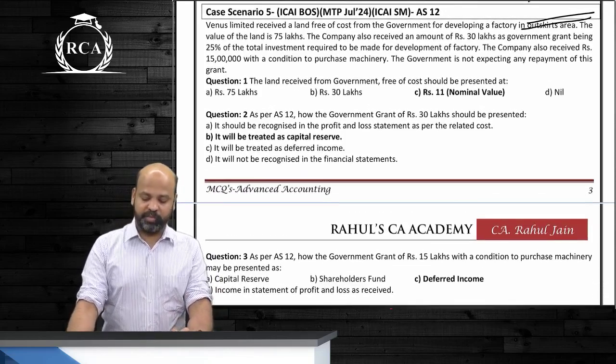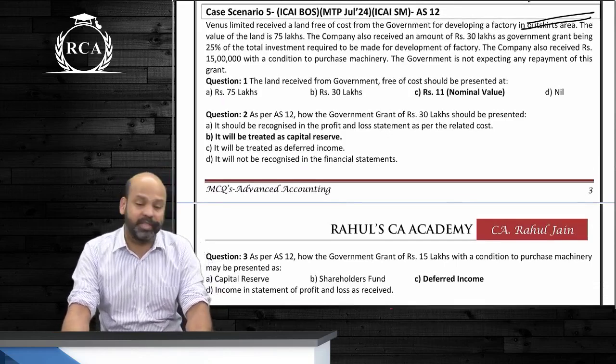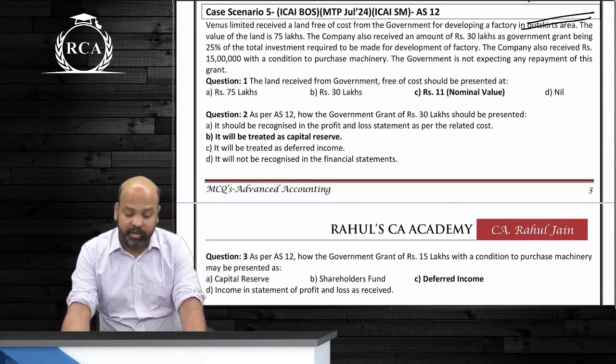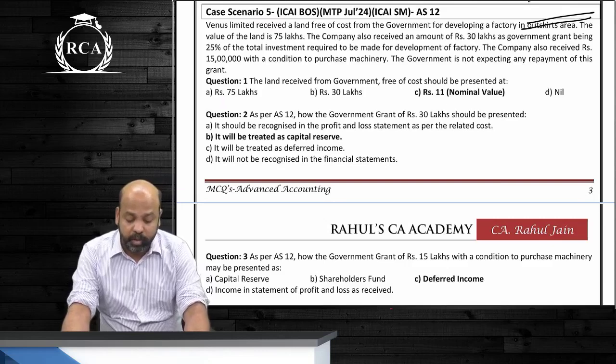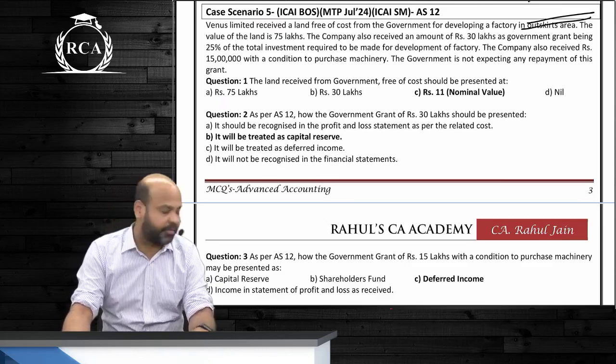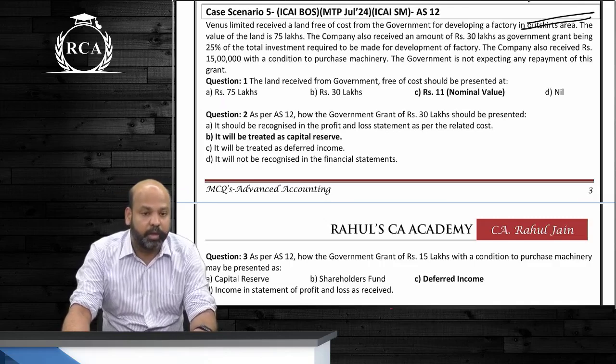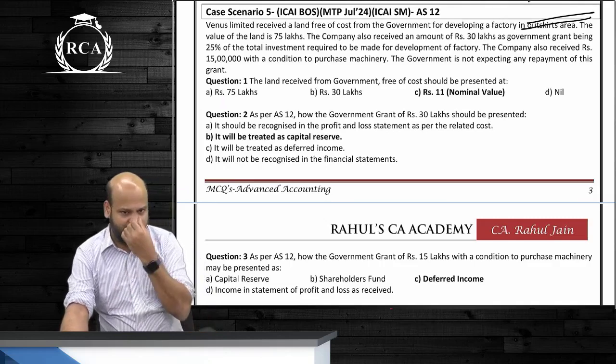So here guys, first bit it says that you have received land free of cost as such beta for developing a factory in outskirts area. The value of the land is 75 lakhs. Though the market value of the land is 75 lakhs, are you not receiving land at free of cost beta? Below, look at the first MCQ. The land received from government free of cost should be recorded at 1 rupee, a token amount, that is what they write, beta.